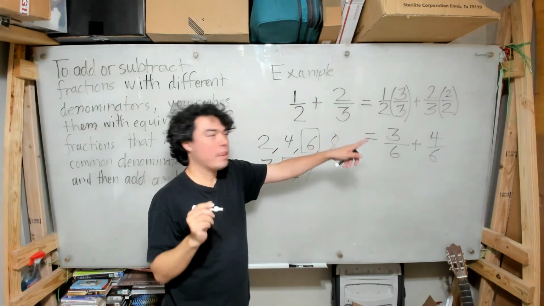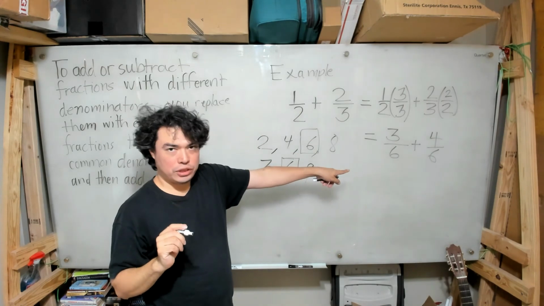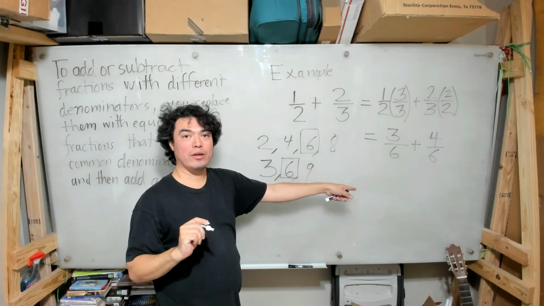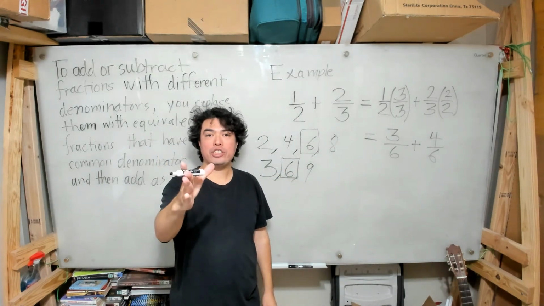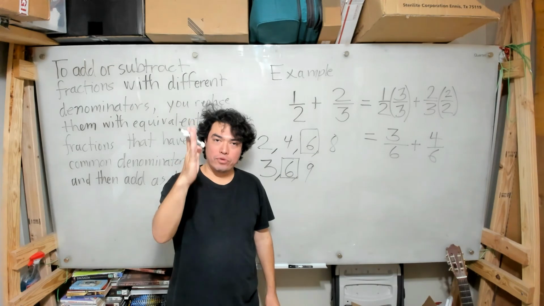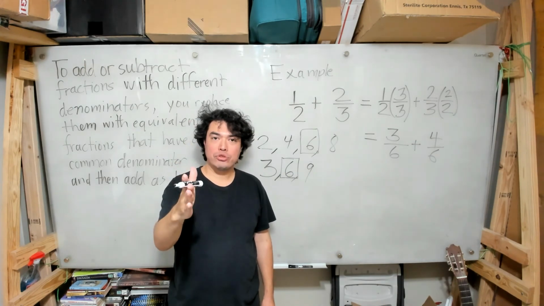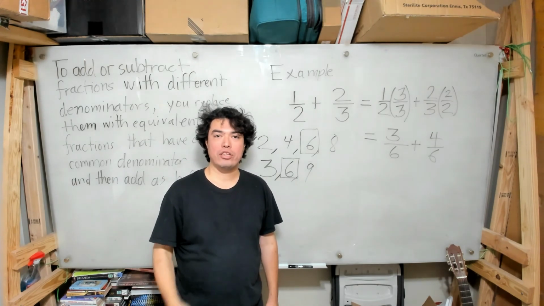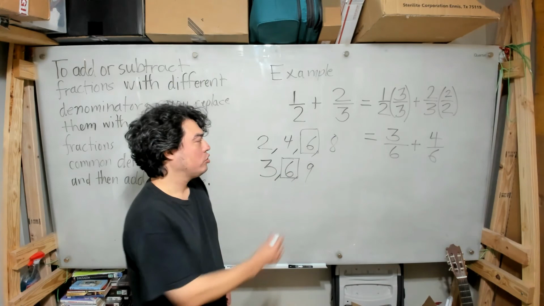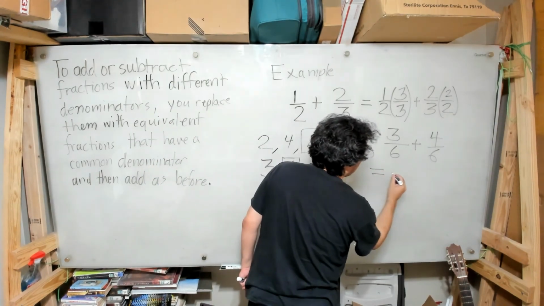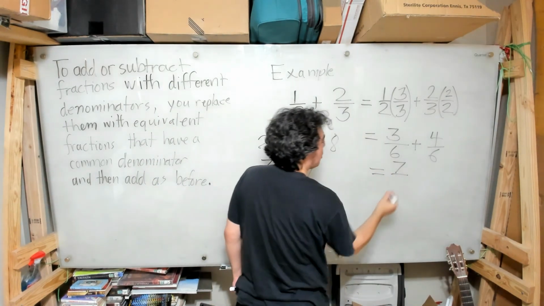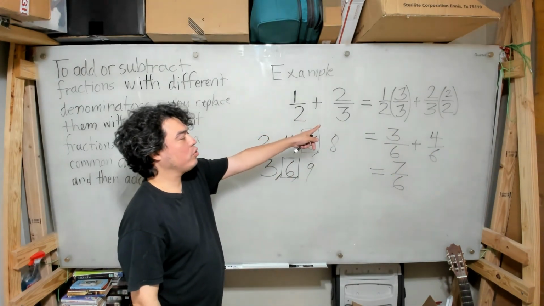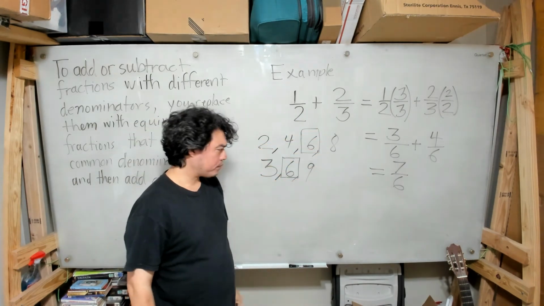So now look at this. I have two fractions which are equivalent to the original fractions, but now they have the same denominator. And how do we add two fractions with the same denominator? The sum of two fractions with the same denominator is the fraction whose numerator is the sum of the numerators and whose denominator is the common denominator that the two fractions being added have in common. So here, what is this? 3 plus 4 is 7, and then the denominator they share is 6. So 1/2 plus 2/3 gives me 7 over 6.